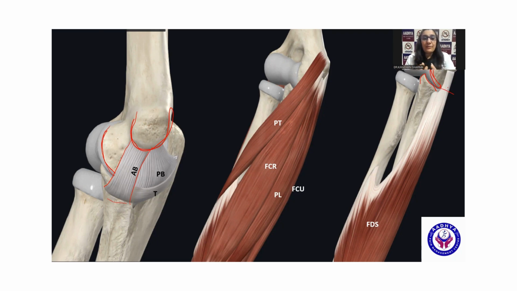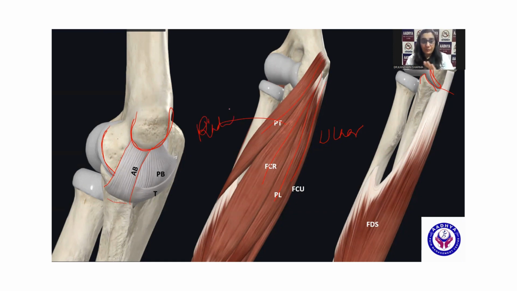Now, the common flexor tendon is basically a tendinous origin of the five muscles from a bony thing, and that bony thing is your medial epicondyle. What are the muscles which later fan out from this tendon? You have the pronator teres, then the FCR, that is the flexor carpi radialis, then the palmaris longus, then the flexor carpi ulnaris, and beneath that you will be able to see the flexor digitorum superficialis. This arrangement was from the radial side to the ulnar side.